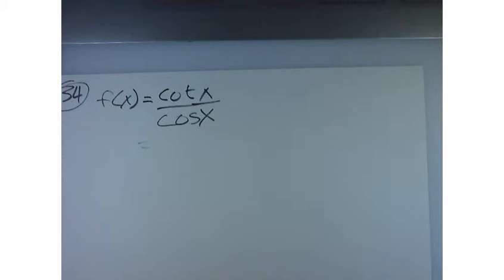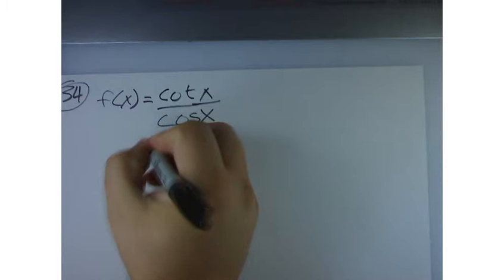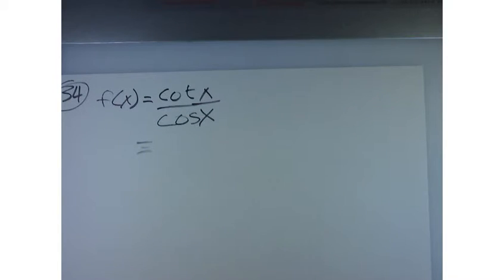Try to knock this out real quick. We were asked to find the end model behavior. No, wait, that's 35. 34, we were asked to find the vertical asymptotes. Now, vertical asymptotes occur when the bottom, or the denominator, equals 0.